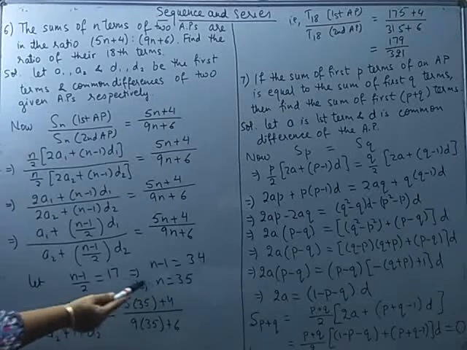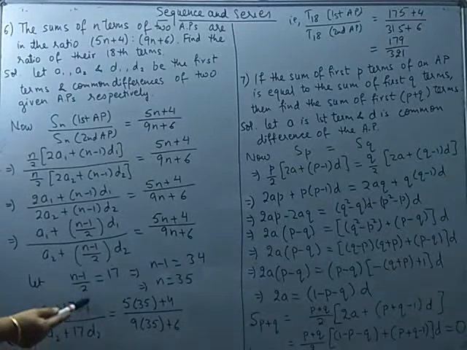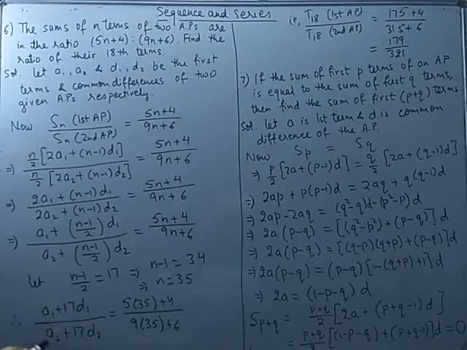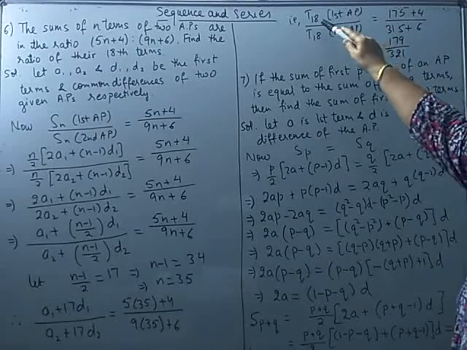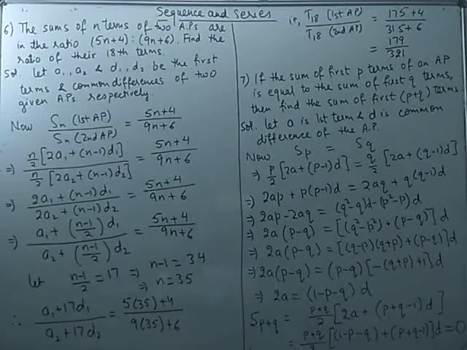So if n is 35, then the numerator will become A1 plus 17 D1 and the denominator will become A2 plus 17 D2. So this is the 18th term of the first AP, and this is the 18th term of the second AP. Replace n by its value on the right hand side also. So we have 5 into 35 plus 4 in the numerator and 9 into 35 plus 6 in the denominator. And see, we get the required ratio, the 18th term of the first AP divided by the 18th term of the second AP. It is coming out to be 179 over 321.